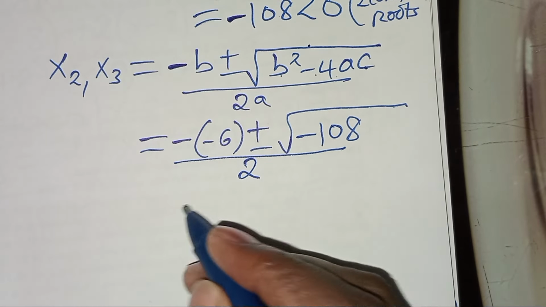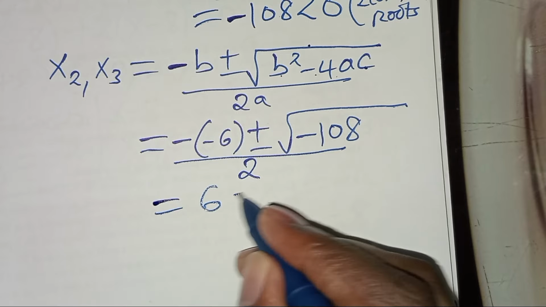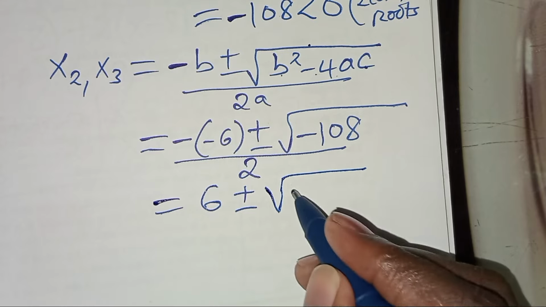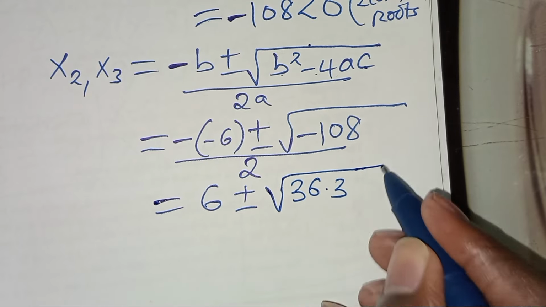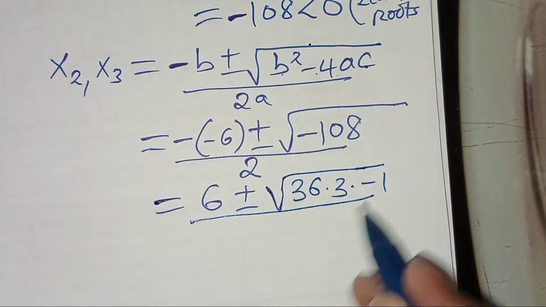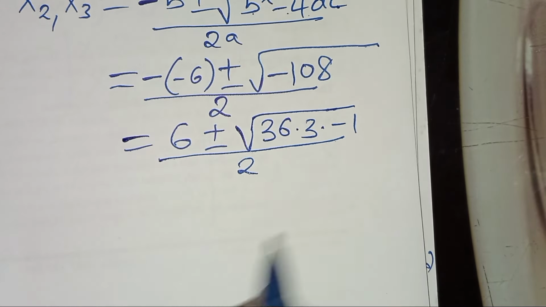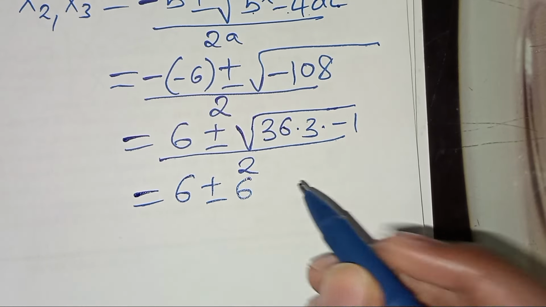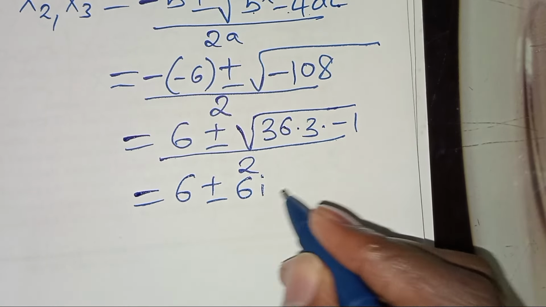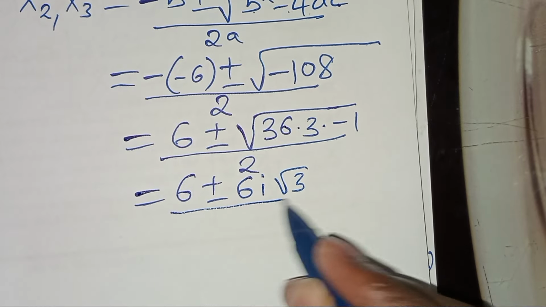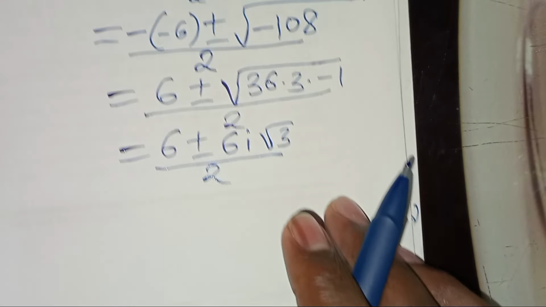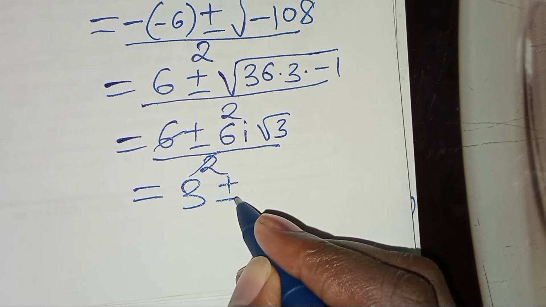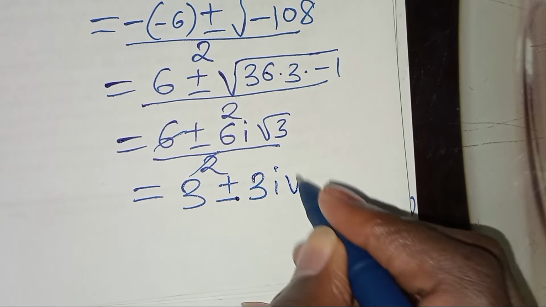Now, proceeding from here, we'll have negative times negative 6, which is 6, plus or minus. We can express the square root of negative 108 as the square root of 36 multiplied by 3 multiplied by negative 1, all this divided by 2. Now from here, we'll have 6 plus or minus the square root of 36, this is 6, the square root of negative 1, this is i, square root of 3, all this divided by 2. Now simplifying this means that we'll have 3 plus or minus 3i square root of 3.